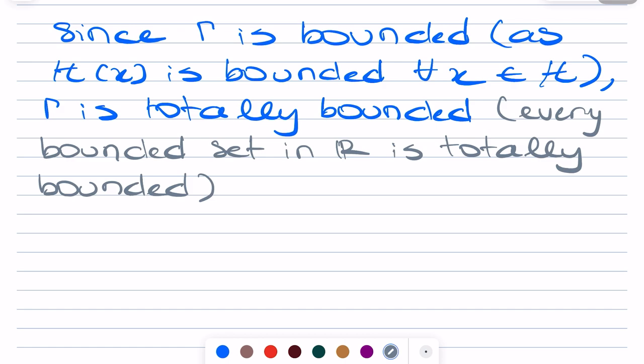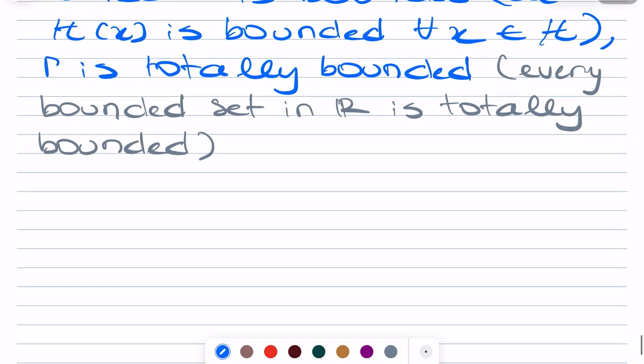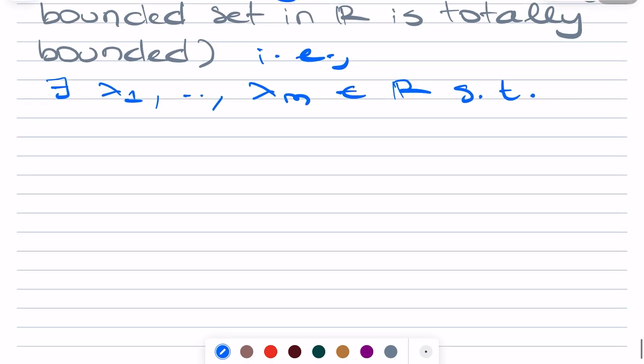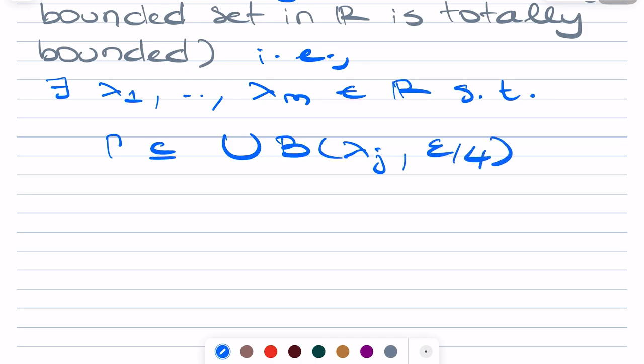So gamma is totally bounded, so this means that there exists a finite epsilon over 4 net, lambda 1 up to lambda m in R, such that gamma is contained in the union of the balls centered at lambda j with radius epsilon over 4, j running from 1 to m.